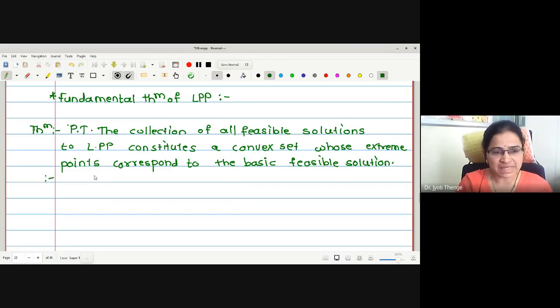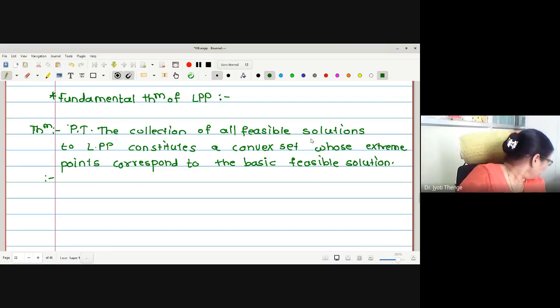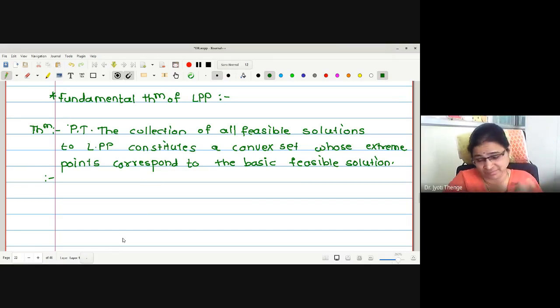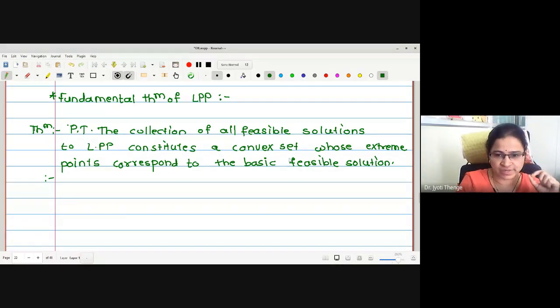Now, how many steps are there to prove this theorem? There are two steps to prove. In the first step, we are going to prove the set of all feasible solutions is a convex set, and in the second step, we will show that extreme points correspond to the basic feasible solutions. Okay, let me move ahead to the first step.